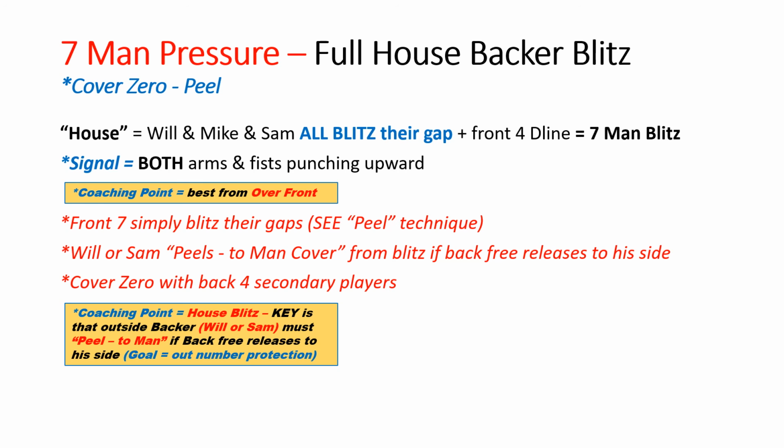The key here with the peel technique is the Will or the Sam, whichever side the back lines up to, that outside backer is going to start his blitz, but if the back free releases instead of staying in pass protection, then he's got to peel and cover. That's the blitz and peel technique. Obviously then we're cover 0 on the back end with the 4 secondary players. So the key here is, again, use that peel technique and be ready to do that if the back aligns to your side as a Sam and Will.